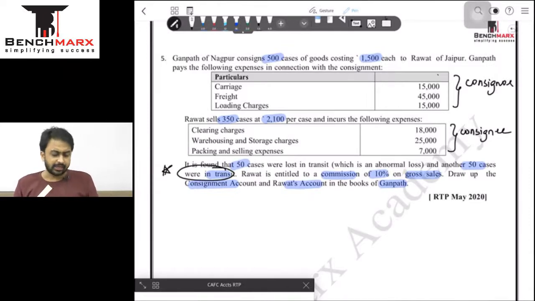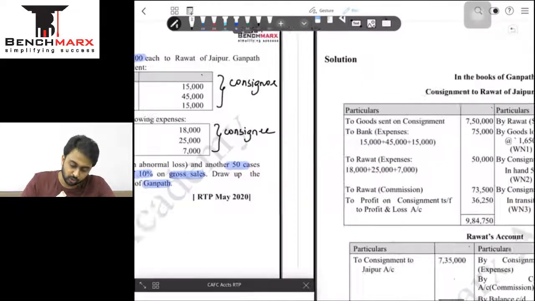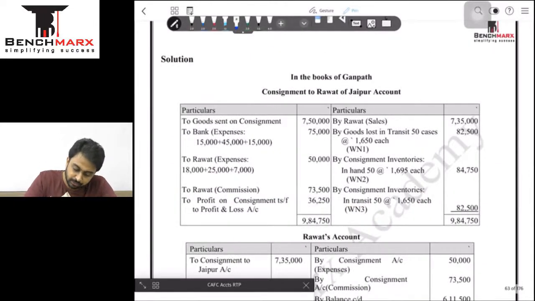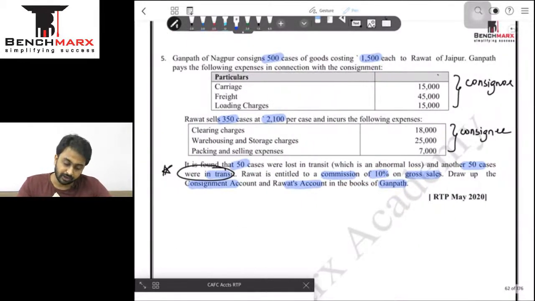So as usual, let us first start with the goods sent. I don't think there is any loading element involved here because they haven't mentioned the selling price or the invoice price. So this is a case where the goods are sent at cost. अपना पूरा consignment account cost पे आने वाला है, ठीक है. So consignment account debit to goods sent on consignment appears to be 7,50,000. ये कहाँ से आया? This is nothing but 500 cases into 1,500. So 1500 into 500 appears to be 7,50,000.